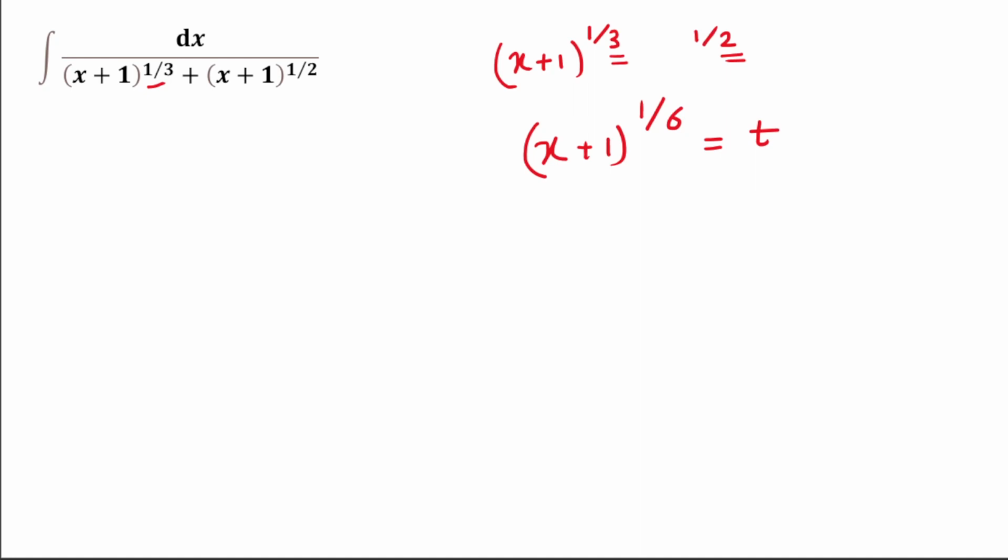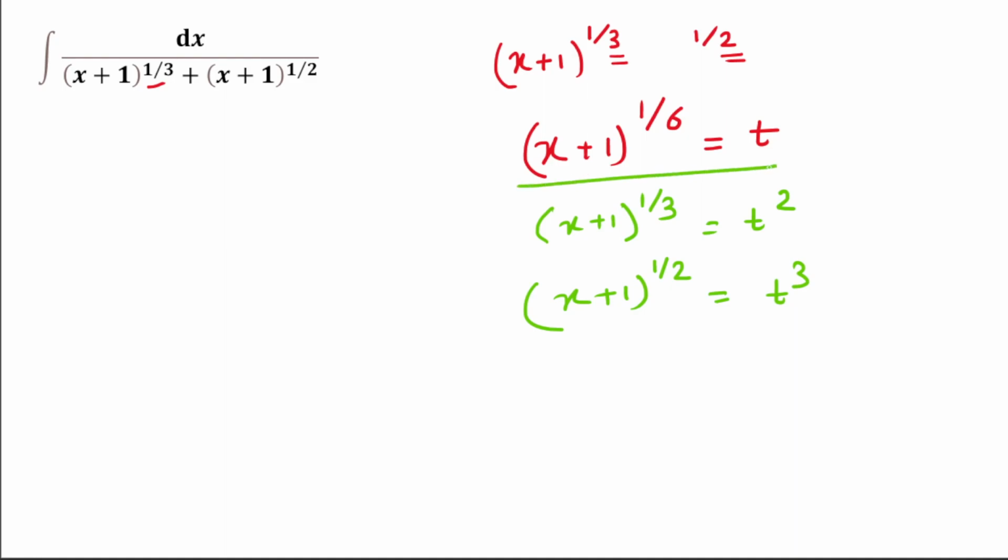Now, if we take this, then x plus 1 to the power 1 by 3 is t square, right? This is t square, and x plus 1 to the power 1 by 2 equals t cube, right? Now we have this.